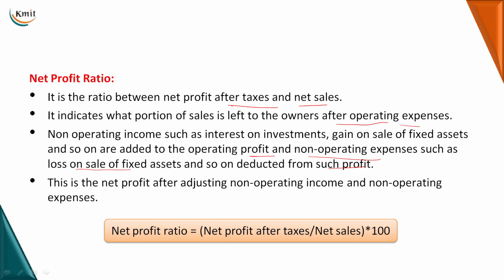So what is non-operating income? It is the income which is generated out of activities other than the core business operations. Similarly, the expenditures which are incurred outside the core business operations are called non-operating expenses. This is the net profit after adjusting non-operating income and non-operating expenses. So the net profit ratio formula is: net profit after taxes divided by net sales into 100.